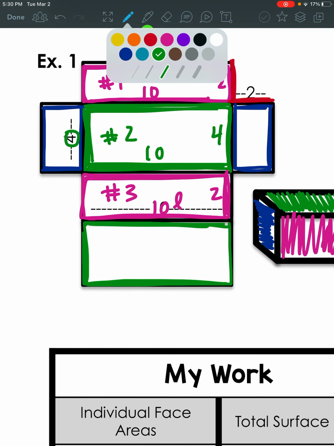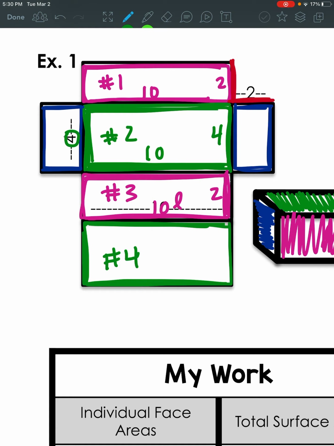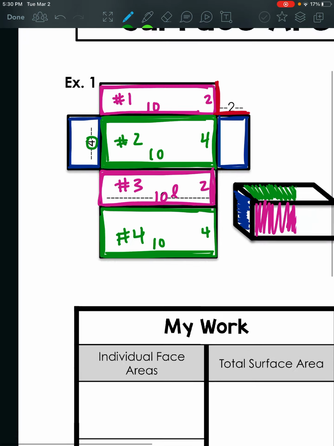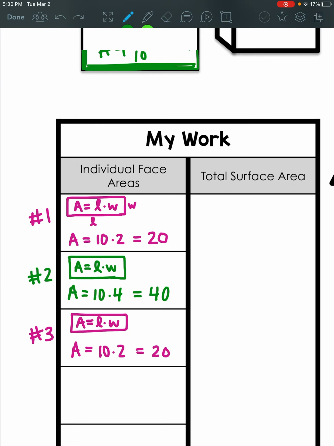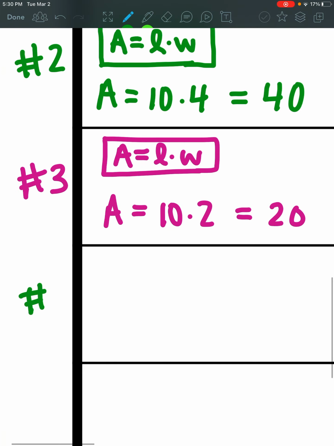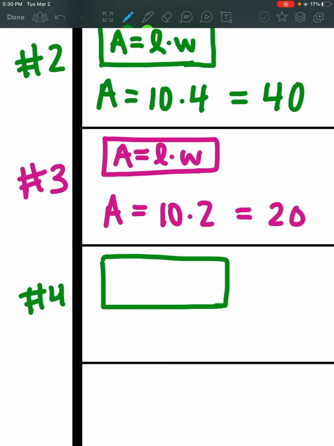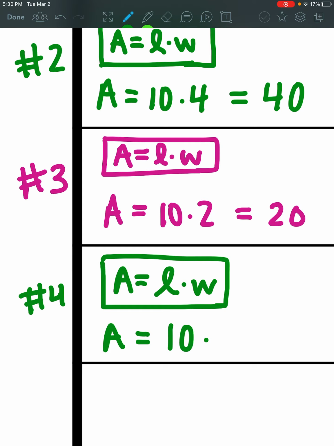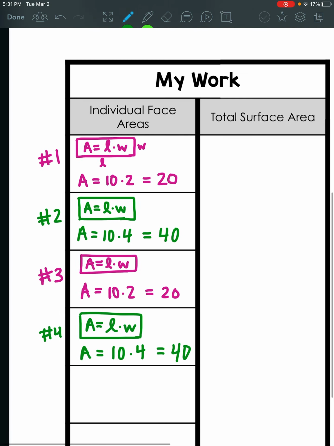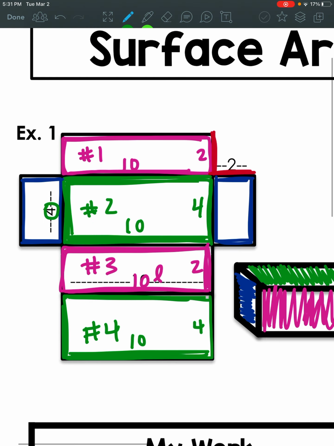And again, I'm going to go straight down. So we're back to our green one. It's the same dimensions as the other green one. So it's 10 for the length and the width is 4. So number 4 rectangle. Again, it was a little wider, but the same length. So notice I am drawing the picture of the face. I'm writing down what the formula is to find the area of that face, and then I'm plugging in the dimensions for the length and the width. And there we have now 4 of the 6 faces of that 3-dimensional shape.